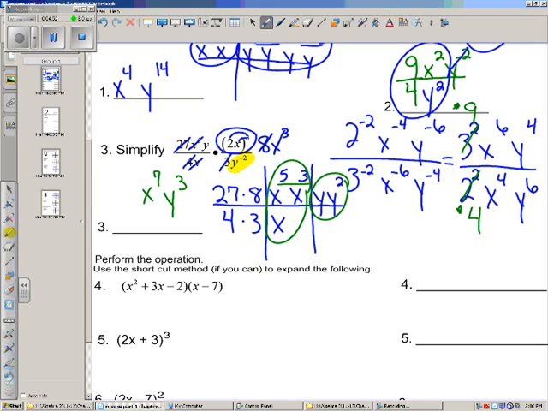And then as far as my numbers go, I'm going to take 8 and divide it by 4 and make it worth 2. And then I'm going to take 27 and divide it by 3 and make it worth 9. So when I take the final 9 times 2, I end up with 18. And I don't have anything in the denominator, so I don't need the fraction bar. And that's the first part, simplifying with exponents.